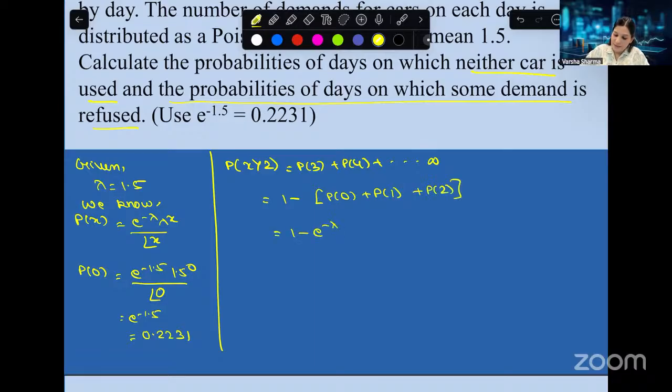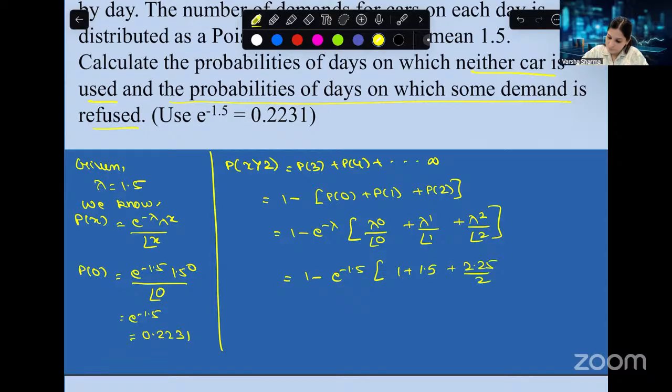Taking e power minus lambda common, 1 minus e power minus 1.5 times the bracket, which gives 1 minus 0.2231 and so on. Final answer 0.1913.